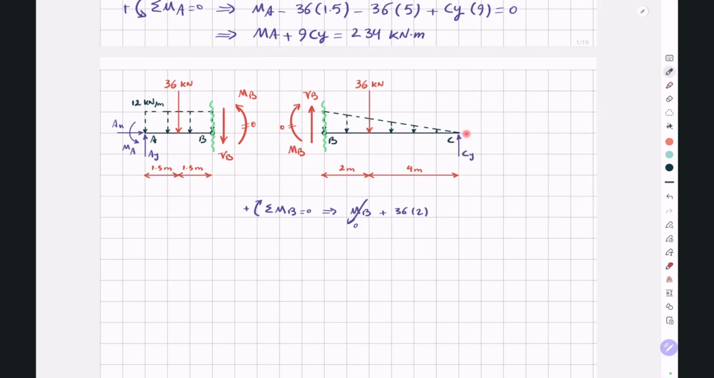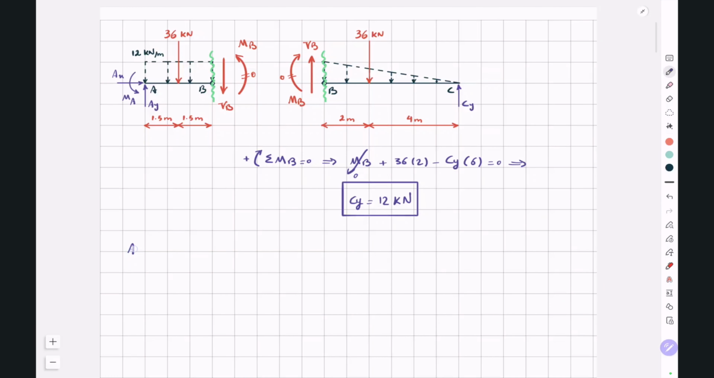And this will give us a CY equal to 12 kilonewton. And now if we put this 12 kilonewton in this equation, AY plus CY is equal to 72 kilonewton. And we know CY is equal to 12. So AY plus 12 is equal to 72 kilonewton. And this will give us an AY equal to 60 kilonewton.